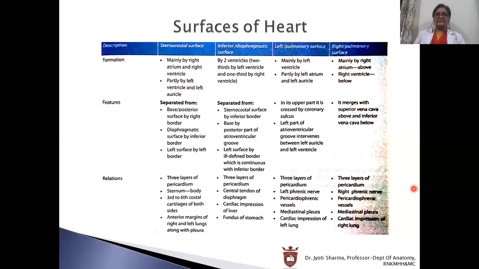cardiac impression of the left lung. At last, we see the right pulmonary surface or the right surface. It is formed mainly by the right atrium above and right ventricle below. It merges with the superior vena cava above and inferior vena cava below. When we see the relations, the 3 layers of pericardium, right phrenic nerve, pericardiophrenic vessels, mediastinal pleura, and cardiac impressions of the right lung. We can see the relations.